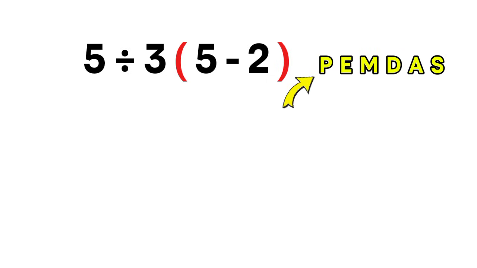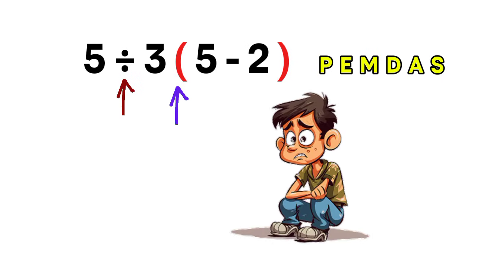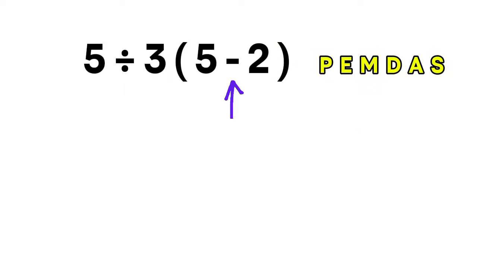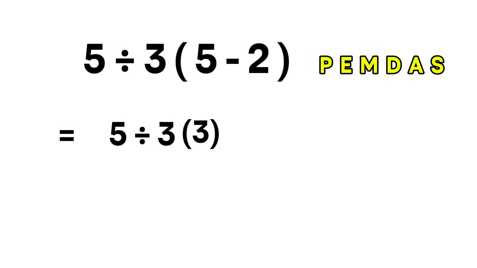Okay, so according to PEMDAS, first we must do the parenthesis, then the division, and finally the multiplication. If we jump and do the multiplication before the division, boom, instant mistake. So let us start correctly. Inside the parenthesis, we have 5 minus 2, which equals 3. So the full expression now becomes 5 divided by 3, then multiply by 3.